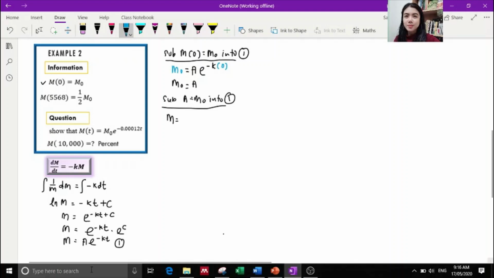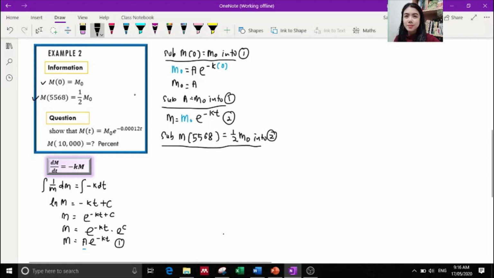Okay, we're going to substitute here the A with M naught, equal to M naught e to the power of negative KT. So we name it as number 2. So now we use the second information that we have here. In order to find the value of K, we're going to substitute your M, 5568, equals to 1 over 2 M naught into your number 2.